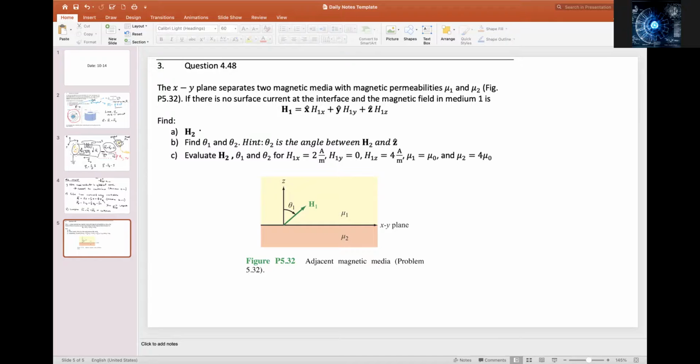So this first one is you're looking at this problem just without any variables. And then in the second part, you are going to put some numbers to it.